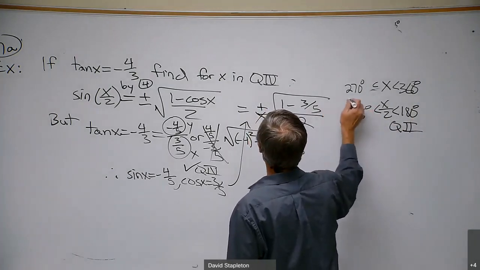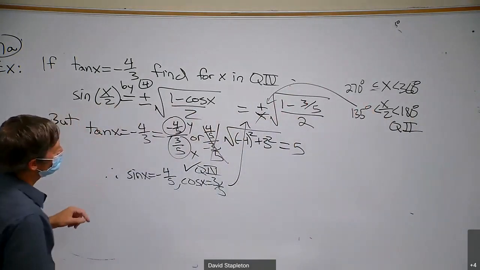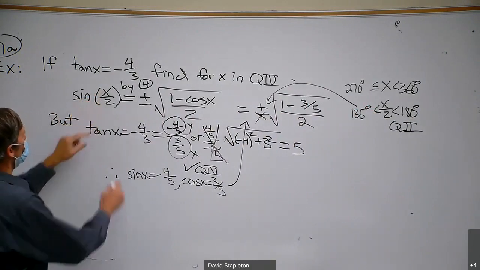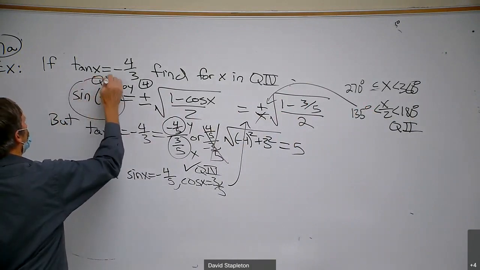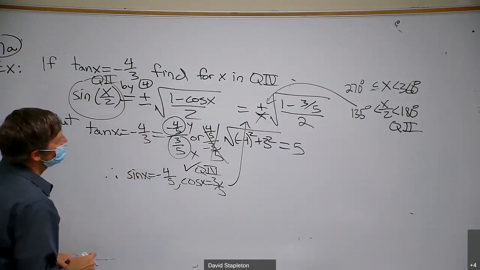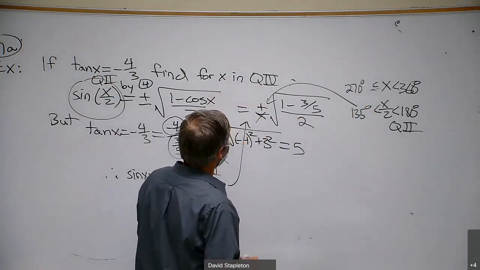In quadrant 2, sine is positive, so I want to choose the positive sign. Told you these are tricky. I want the sine of x over 2. X over 2 is in quadrant 2. So it's positive, even though x was in quadrant 4.